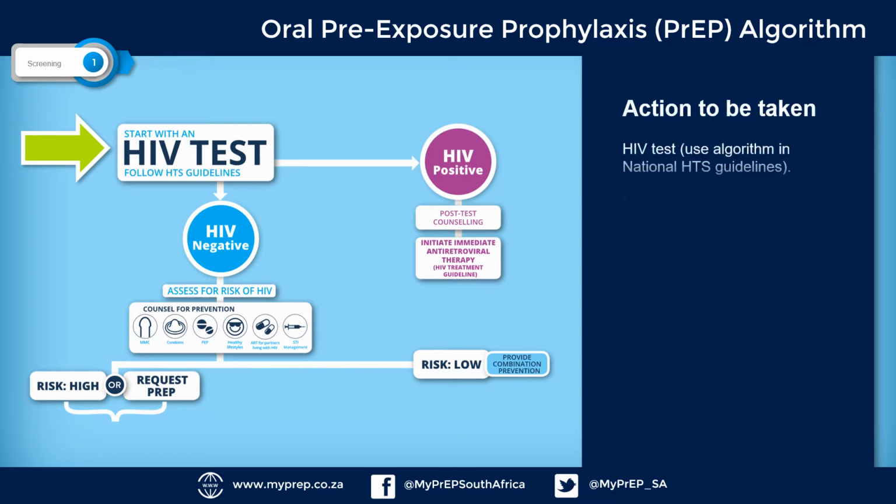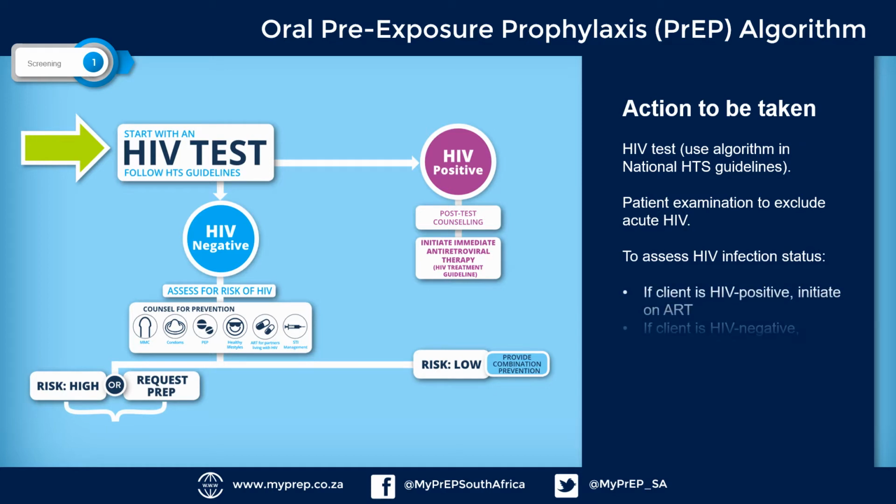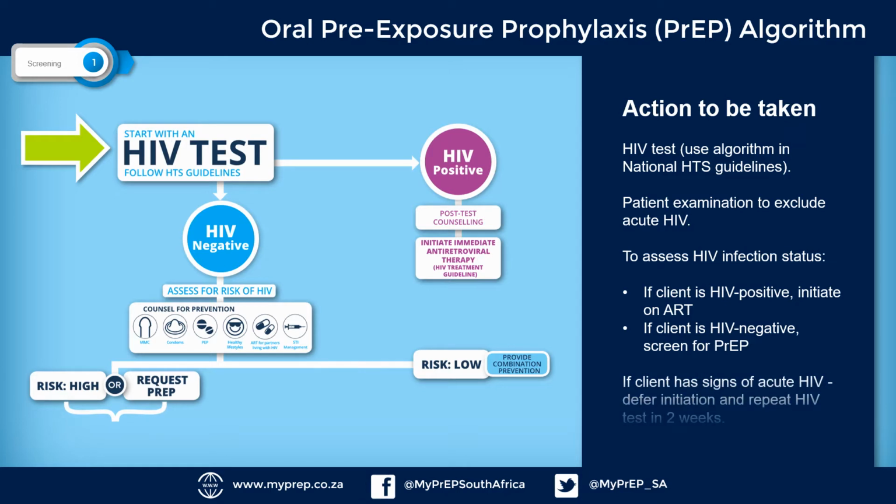If someone tests HIV positive on the national algorithm, we should conduct post-test counselling, initiate them immediately on antiretroviral therapy, and ensure adequate follow-up care. If someone tests HIV negative on the rapid test, we must then clinically exclude any signs of acute HIV, which may suggest that someone is in the window period. If the patient has no signs or symptoms of HIV, it is safe to proceed with screening and to initiate the patient on PrEP.